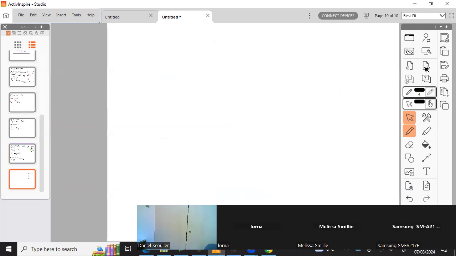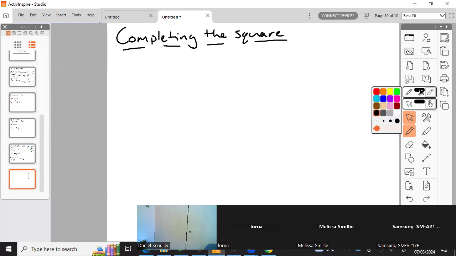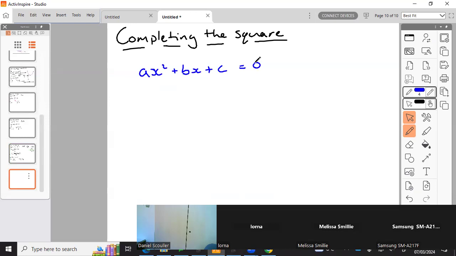Completing the square. Again, this is just taking our trinomial, quadratic, whatever you want to call it. It's just any equation that we've got in the form of ax squared plus bx plus c. That's just a trinomial quadratic, okay?